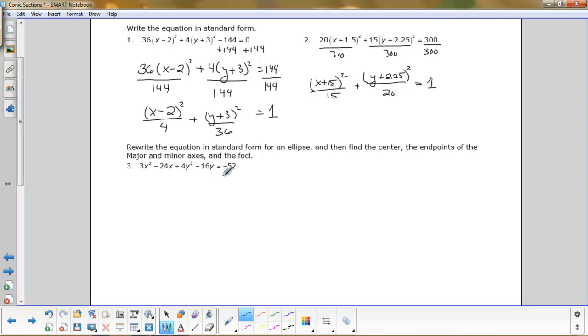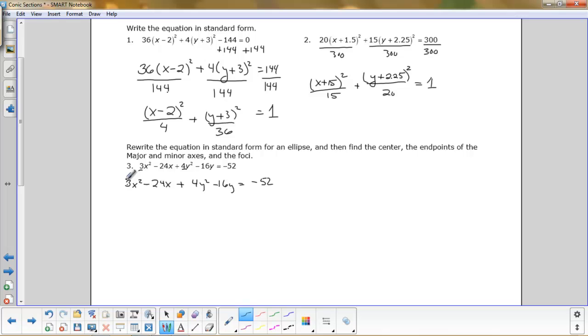The more familiar way of doing this, based on circles day 2, is going to be through the completing the square method. The difference you're going to notice between today's work and circles day 2 is that now you're going to have values of the coefficients of both the x squared and the y squared term being something other than 1. So I'm going to regroup, and I get 3x squared minus 24x plus 4y squared minus 16y equals negative 52.